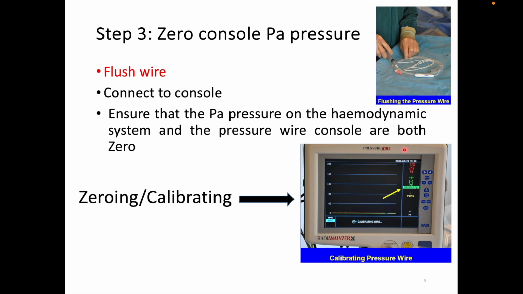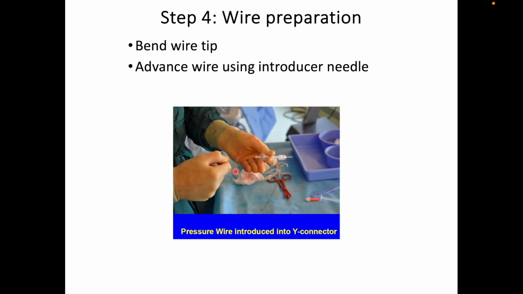The next thing you have to do is zero your wire, but before that you flush your wire. That's the first thing you do, and once the wire is flushed, you connect it to the machine. When the machine says wire is zeroed and ready to insert, then you take the wire out. This is just showing you the zero calibration, and then you put it through the introducer in the Y connector, you shape the tip of the wire, and now you are ready to take the wire in.